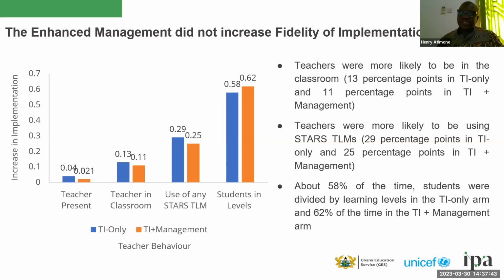We test at the school level whether students were correctly divided by learning levels instead of grade levels. About 58% of the time, students were divided by learning levels in the TI only intervention, and 62% of the time in the TI plus management intervention. We found that across both treatments, about 90% of the schools reported that they had implemented TI at least once in the past week and had conducted a leveling exam, either at the start or at the end of the term. A leveling exam, as I said initially, is the test that teachers provide to students to be able to appropriately put them in the various levels or learning groups. The next slide, please.